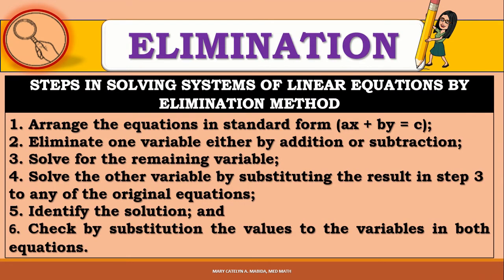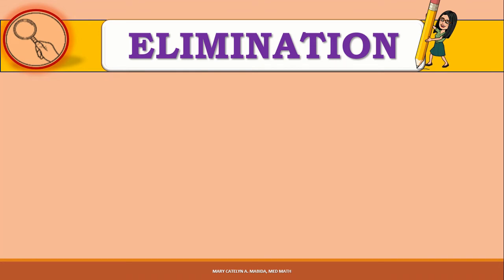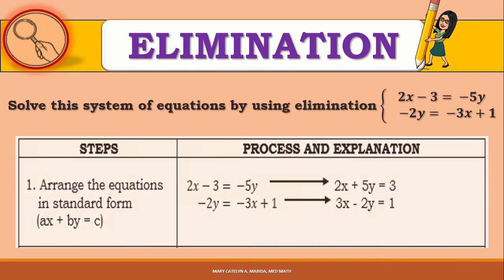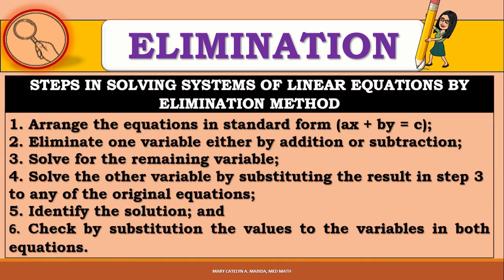Another way of solving a system of linear equations in two variables algebraically is through the elimination method. Now here are the steps in solving systems of linear equations by elimination. Number 1, arrange the equations in standard form, Ax plus By is equal to C. Number 2, eliminate one variable either by addition or subtraction.